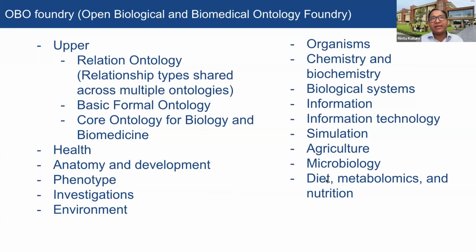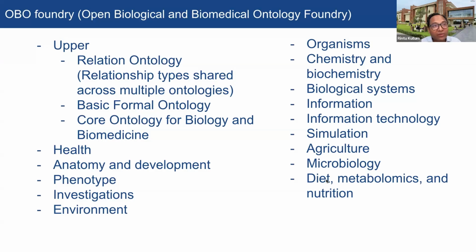So what are the things that it typically contains? It contains three fundamental blocks: relational ontologies, basic formal ontologies, and some ontologies which are very specific to this particular OBO Foundry, which is the core ontology for biology and biomedicine. Apart from this, you have ontologies which can be of your interest. For example, for me, health is a primary aspect, so we have health related ontologies present there. Then you can have an anatomy and developmental perspective.